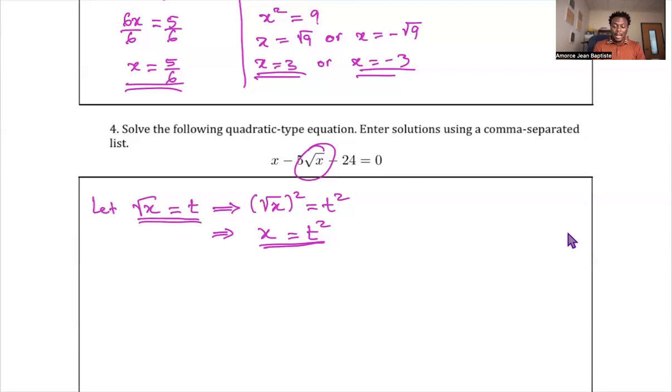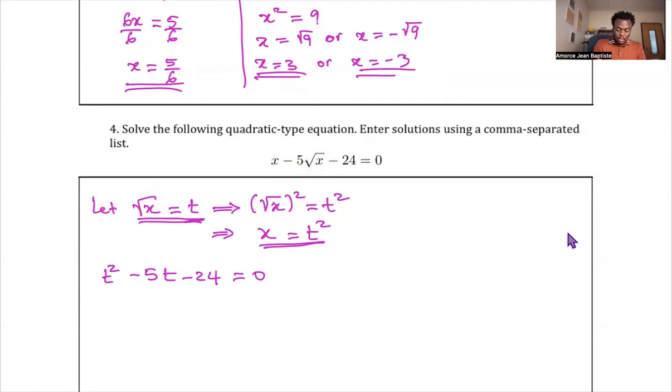We can replace them back in the equation so we can have a better look at our equation that we can solve by quadratic. So x is t squared, so that's t squared, and square root of x is t. So that's negative 5t minus 24 equals 0. Now this new look of the equation is a better situation for me to solve, because I know how to solve quadratic equations.